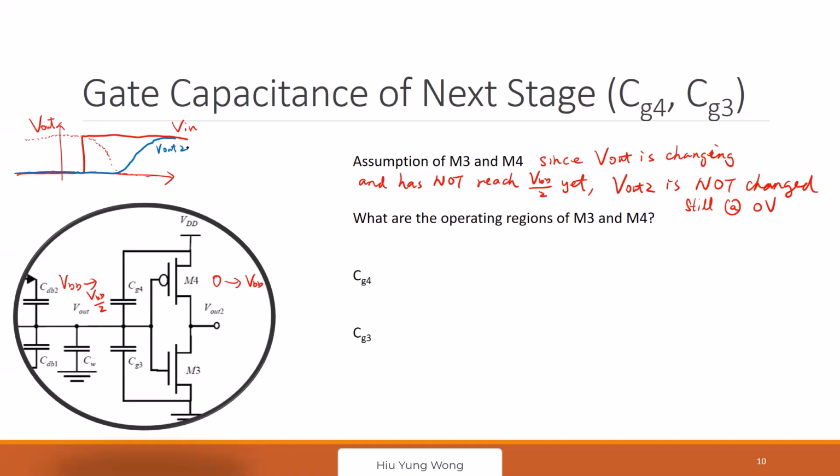However, what we're talking about is we're trying to calculate this one, TPHL. During TPHL, it is not switching yet, right? Because our definition is not going to switch the V out until you reach VDD divided by 2. So that's why here it is still 0 volt. V out 2 equal to 0 volt. Okay, so this is the assumption that we have. Right? It has not reached VDD yet. So this is 0 volt. Is this assumption okay?